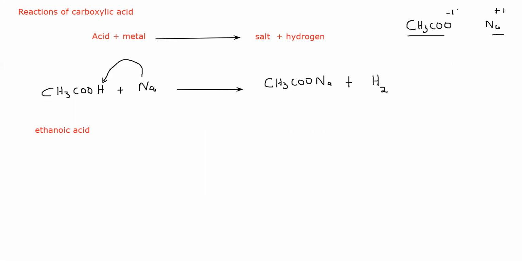And what is the name of this salt? This is called sodium ethanoate. So ethanoic acid reacts with sodium metal. What it results? It will give sodium ethanoate plus hydrogen.